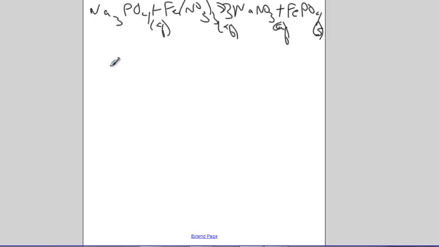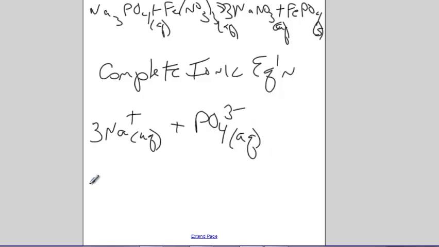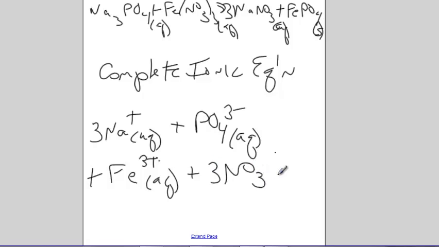But we could also write something called the complete ionic equation that accurately reflects the idea that these guys are aqueous. In solution, it's not really Na3PO4. It's not really Fe(NO3)3. That's not what's really in the beaker. What's really in the beaker is 3 Na+ ions surrounded by water, hence the aqueous, and a PO4 3- ion, that is aqueous, and an Fe3+ ion, that is aqueous, and 3 NO3- that are aqueous. That's what's really in the beaker.